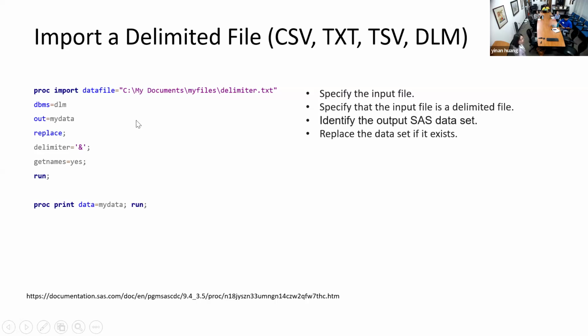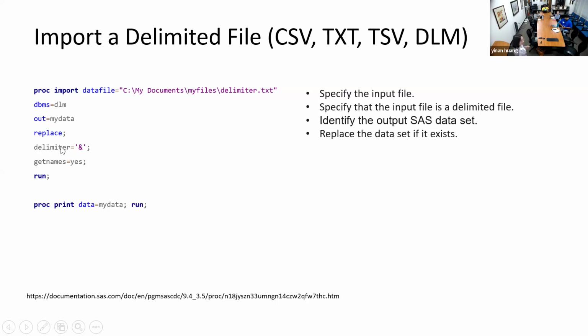Now you have out equals. This means identify the output SAS data set. So you start with delimited, and then you want to tell SAS, hey, convert it into the SAS data set. And when you import it, the data set will be called my data. So this means identify the output SAS data set. And then you add replace, to replace the data if it exists. You add a statement, replace.